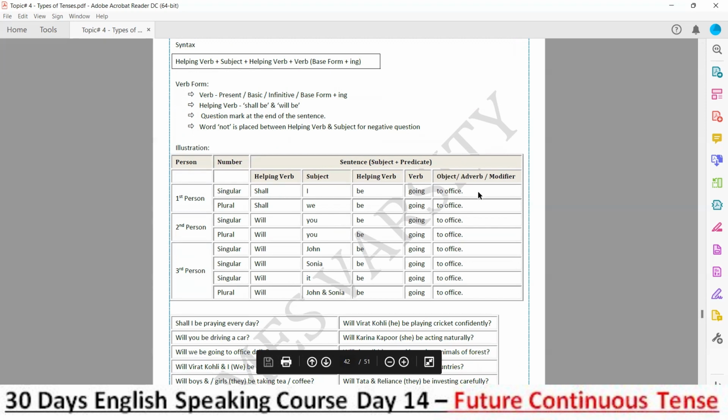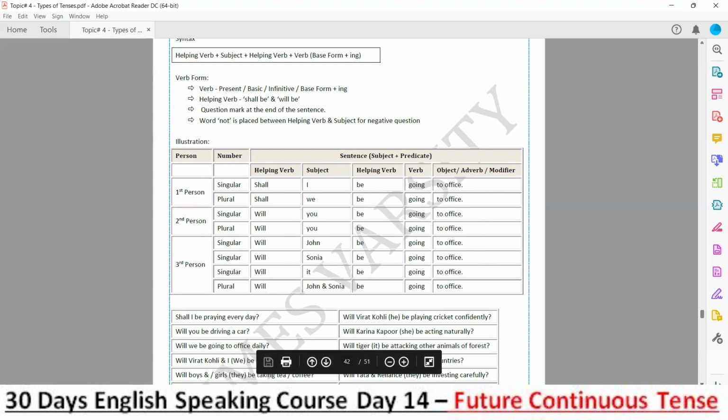Shall I be going to office? Similarly, will you be going to office? Will John be going to office? Right? Will it be going to office? So two helping verbs, one helping verb before subject, and then another helping verb after subject. Verb remains ing form, and the rest of the sentence follows.